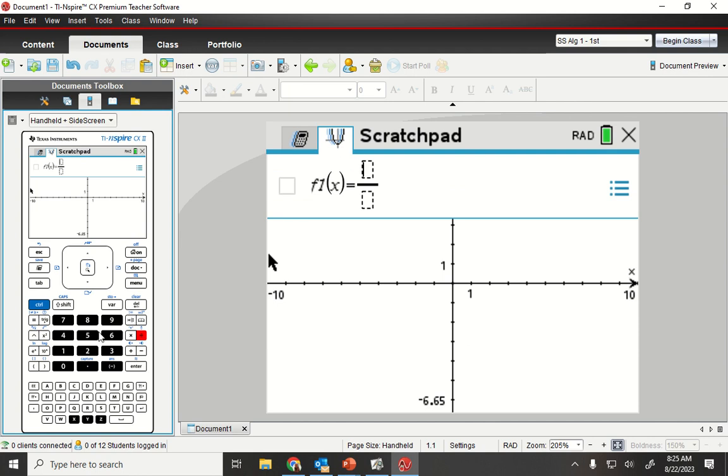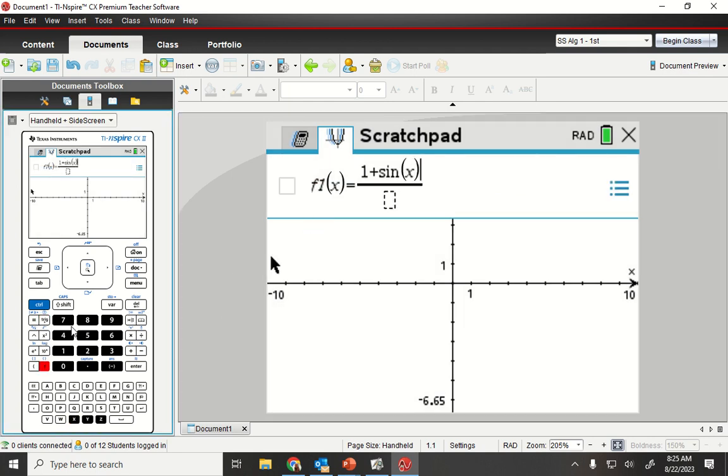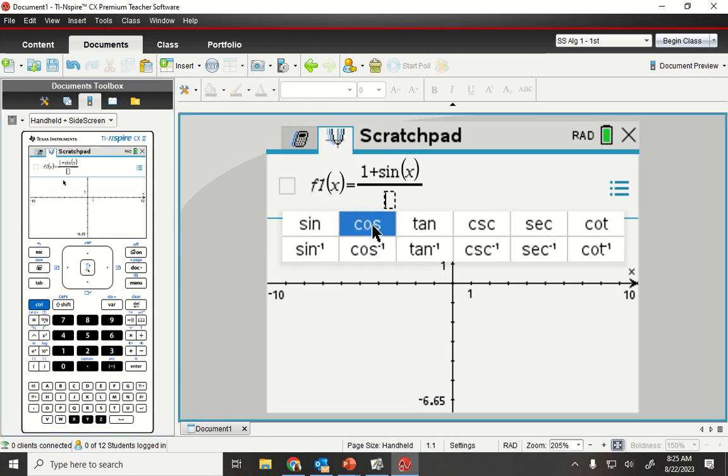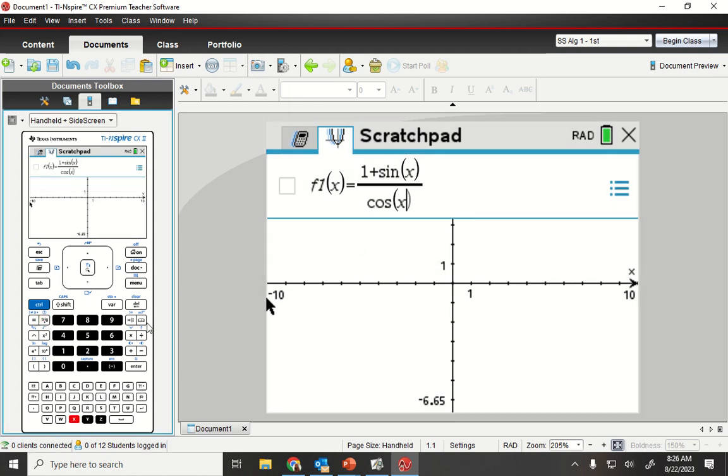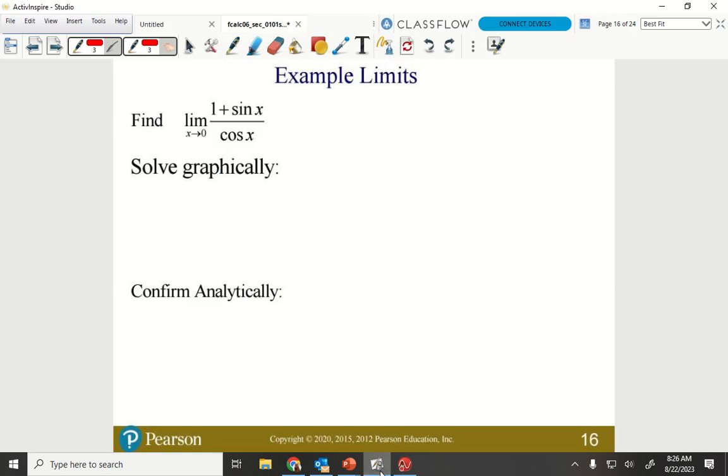Okay, so I got to do it again now because it's being a pain. 1 plus sine x over cosine x, and hit enter. Yes, a bunch of squiggles. All right, now what's my question asking? Find the limit as x approaches 0. Okay, so a limit as x approaches 0.